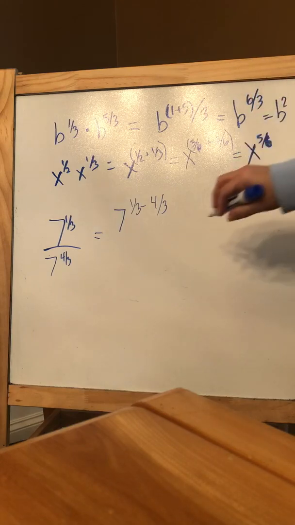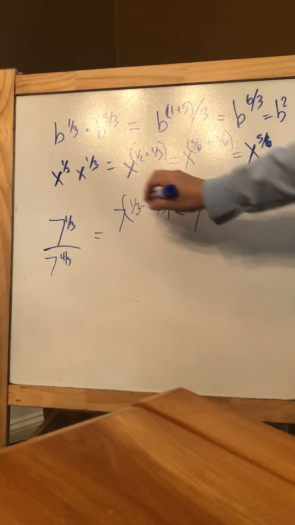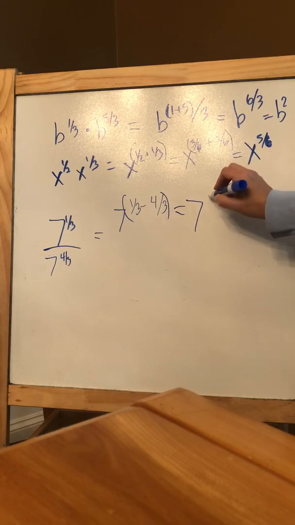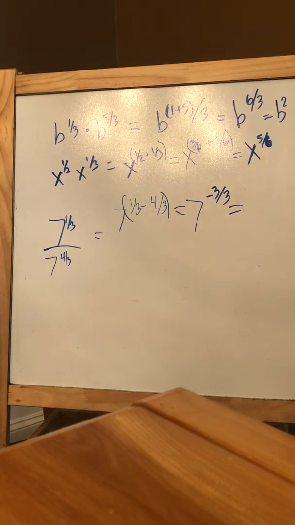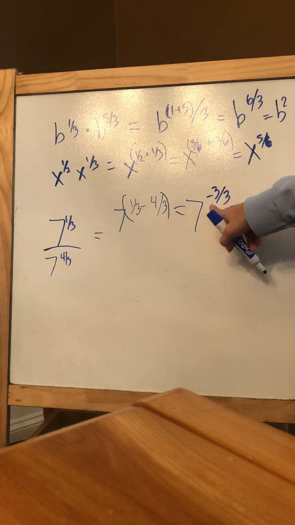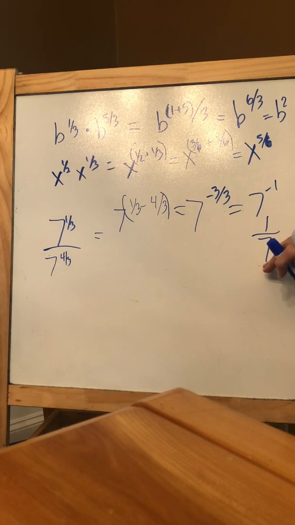Okay, so what is 1 minus 4? Let's put this in parentheses. So we have 7 to the 1 minus 4, which is -3 over 3. Now we have a negative exponent, okay? What is -3 over 3? So we have 7 to the -1, right? And that can be rewritten as 1 over 7, or 1 over 7 to the first. You don't even need the exponent here. It's just 1 over 7.